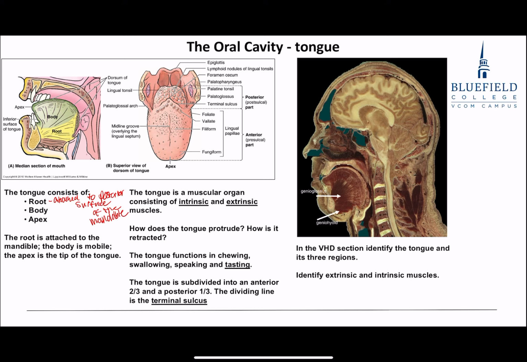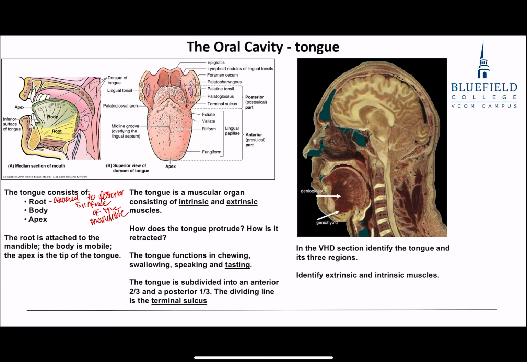This is the genioglossus muscle. There's another smaller muscle attached here called the geniohyoid. So there's a bony structure right here, the hyoid bone. We made a section through the hyoid bone, and I'm sure you're aware of that from your osteology. But the geniohyoid actually also forms a part of the floor of the mouth.